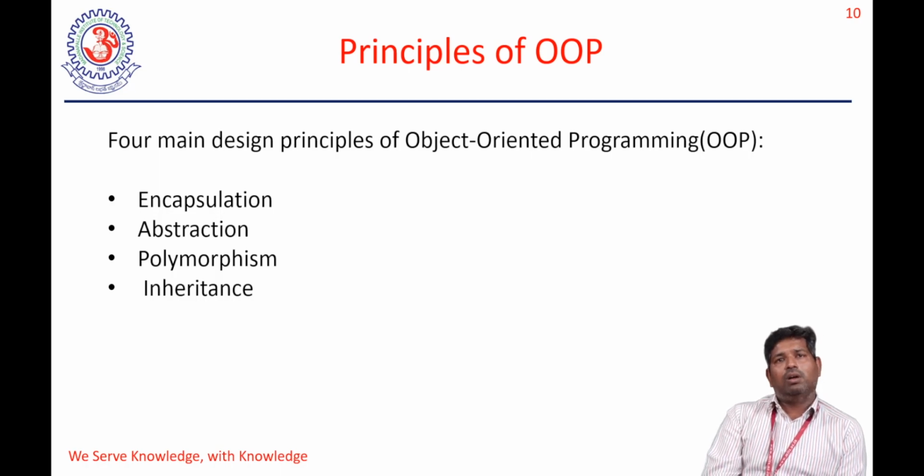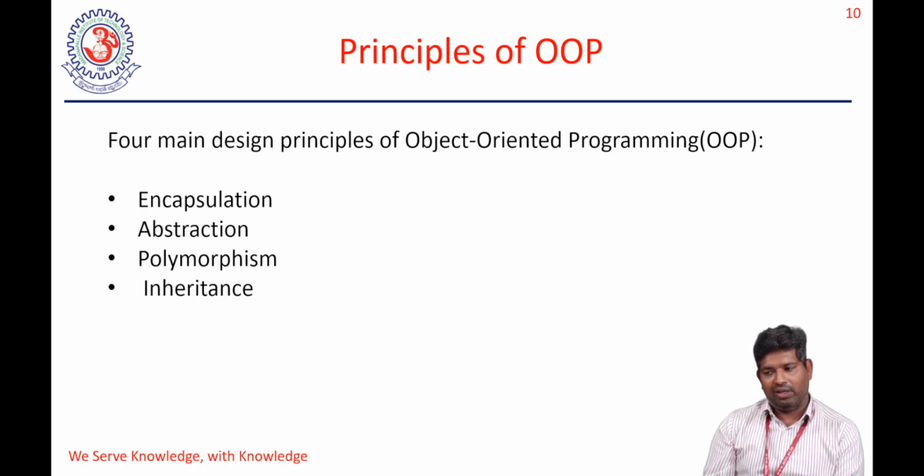Next, frankly speaking, object-oriented programming has many advantages over structure-oriented programming. For example, in terms of security, in writing applications with fewer lines of code, code reusability, everything, right? So, what are the four design principles, or main concepts, of object-oriented programming? Encapsulation, abstraction, polymorphism, inheritance. Let's see them one by one.